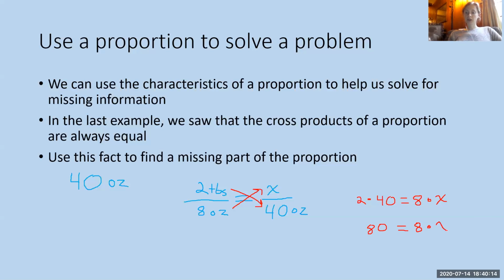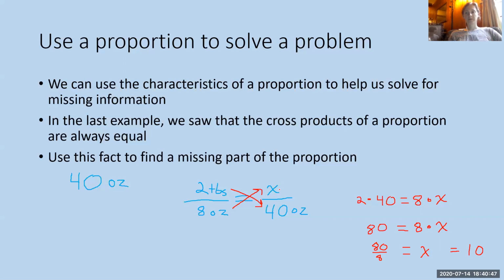And now if you're still not sure what x has to be, right, x does have to be 10, but if that doesn't jump out at you, then you can determine what x is by dividing. So x is going to be equal to 80 divided by 8. And indeed, that is 10. So 80 divided by 8 is 10. That means the missing value here should be 10.